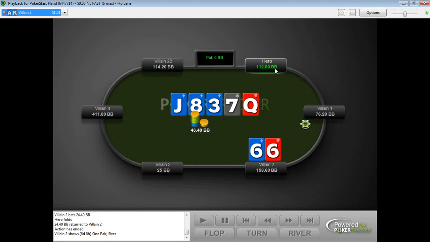Now, I don't think I would. I think I would definitely still bet there. Again, not to cap my range with that monotone board. His range was capped. We knew he didn't have a flush. So let's take a look again. Hopefully this time the import works.